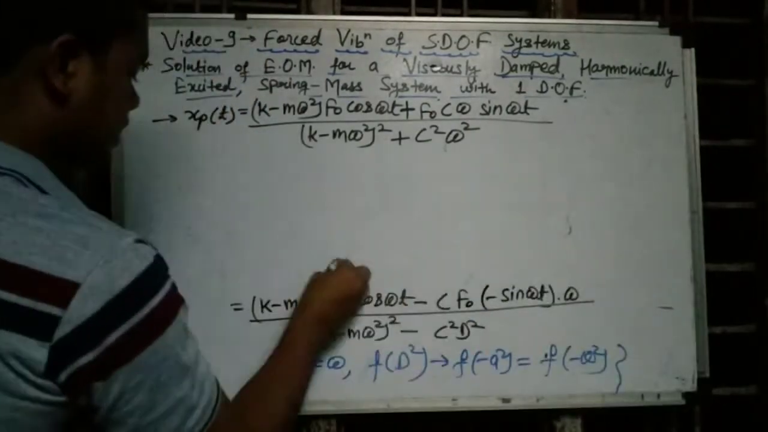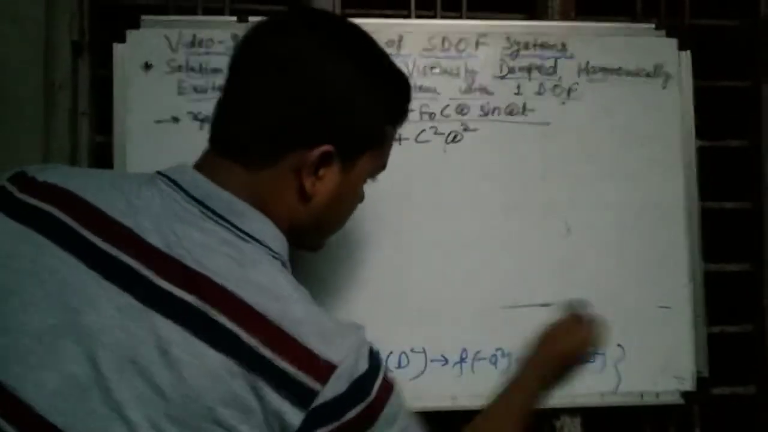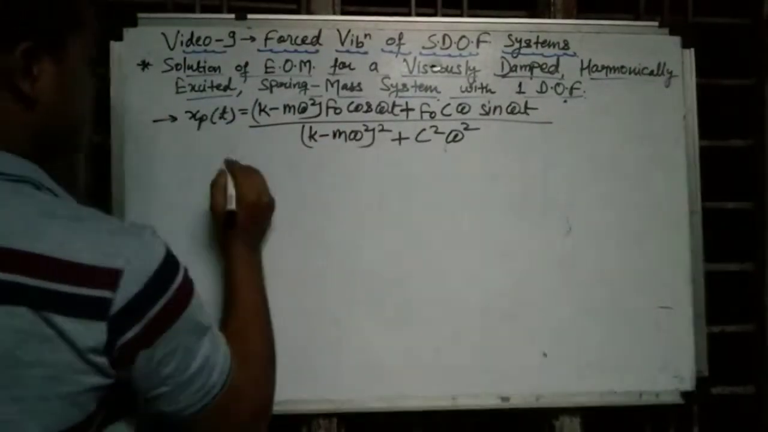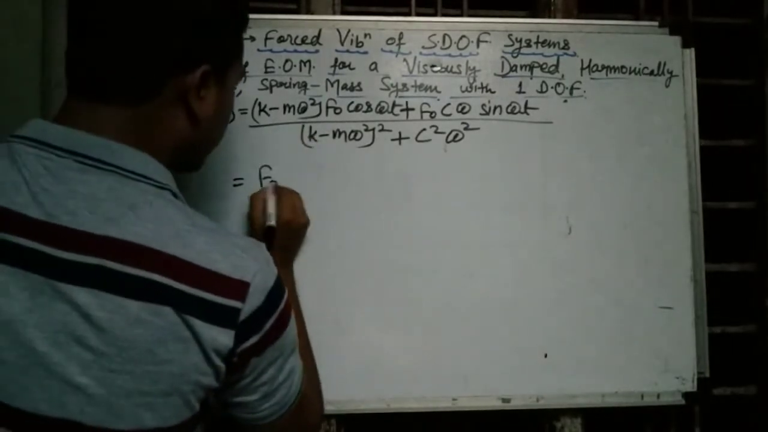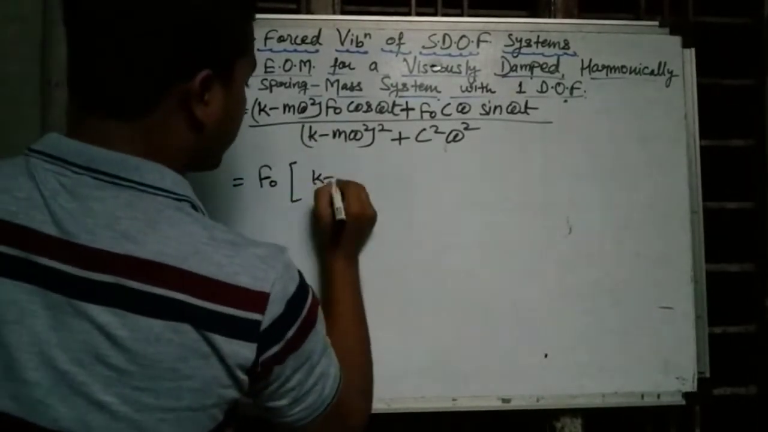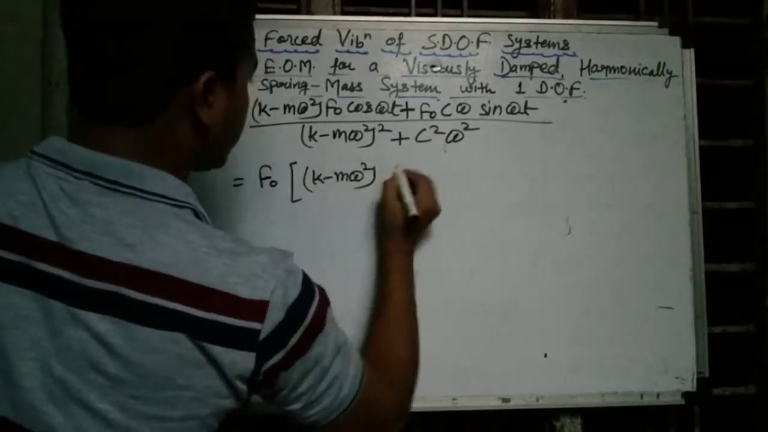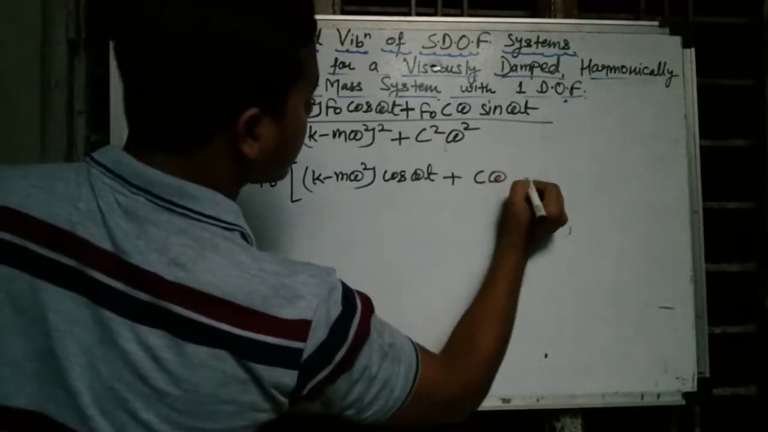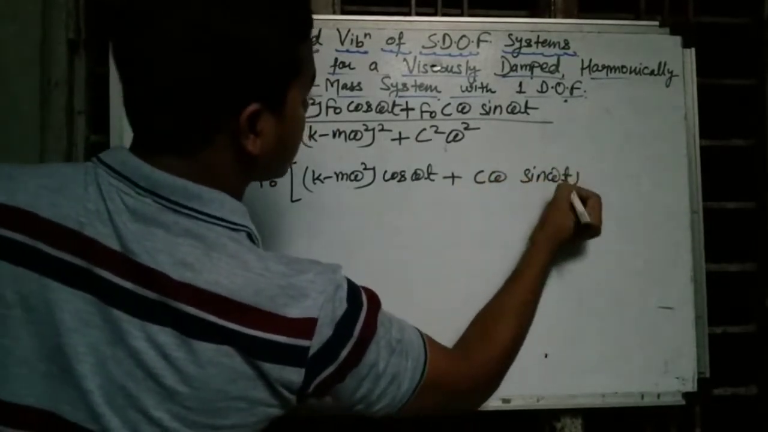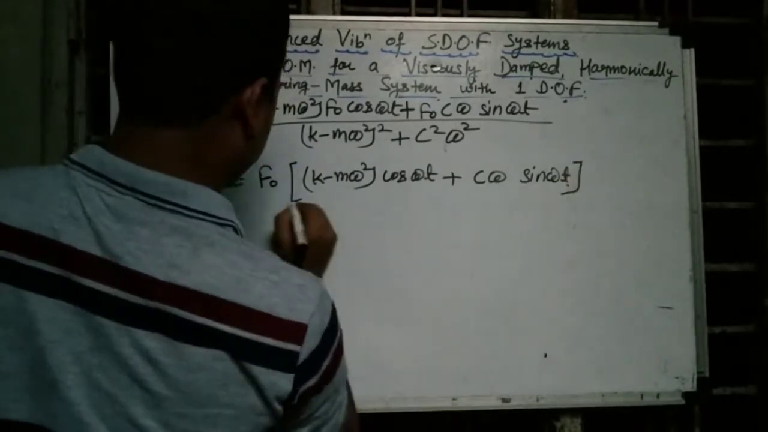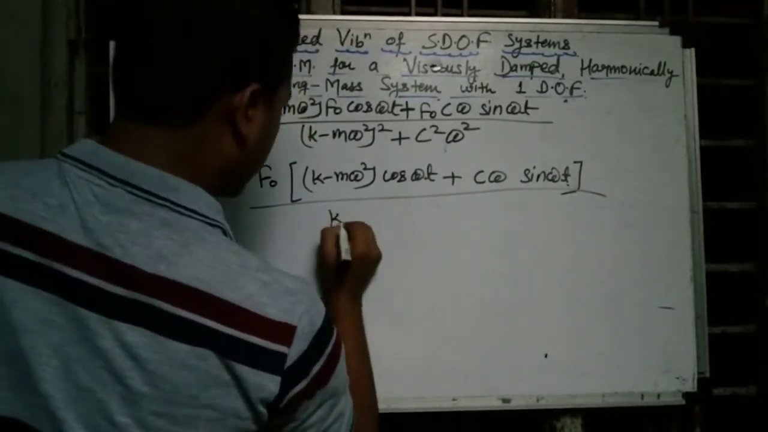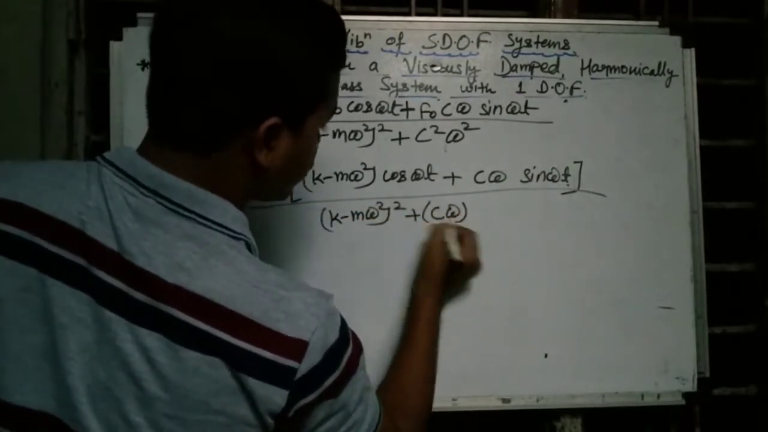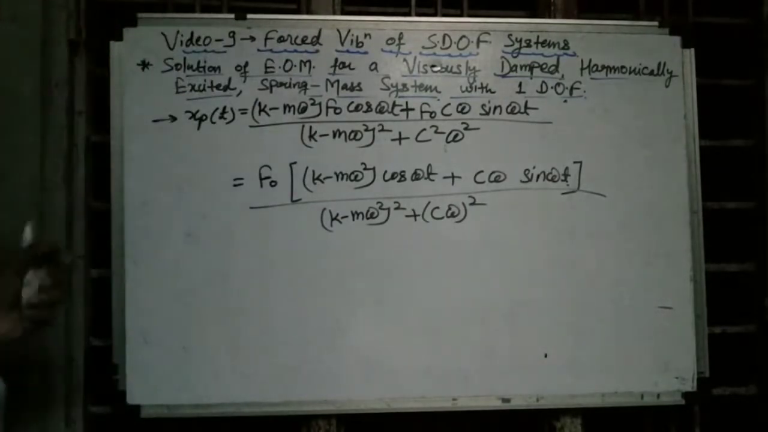Now I can just simplify this expression. Here I can take f naught as a constant outside. So in the bracket I will be left with k minus m omega square into cos omega t, plus c omega into sin omega t, divided by k minus m omega square whole square plus c omega whole square.